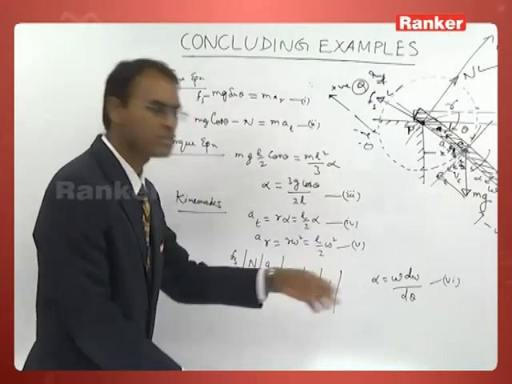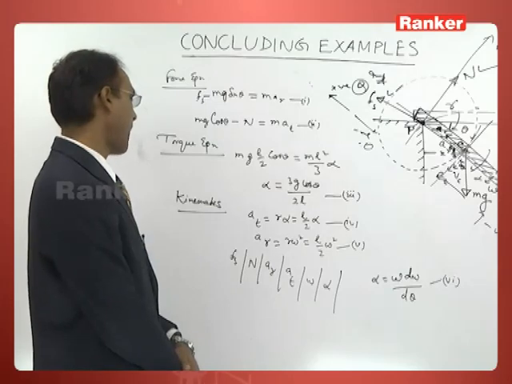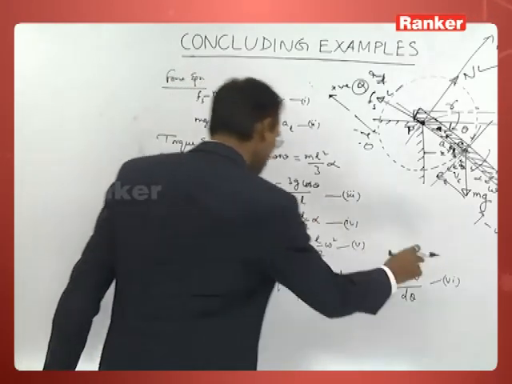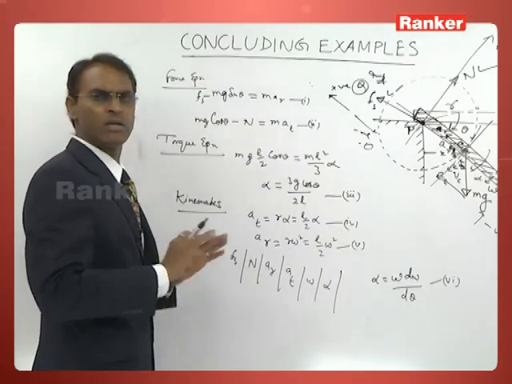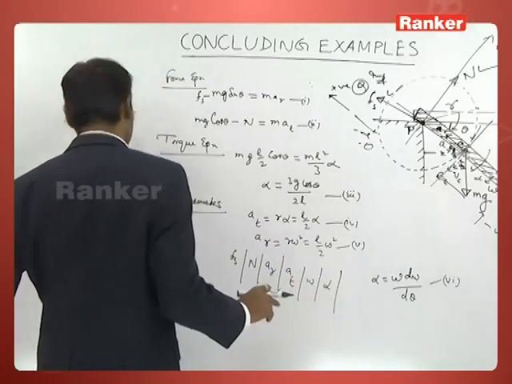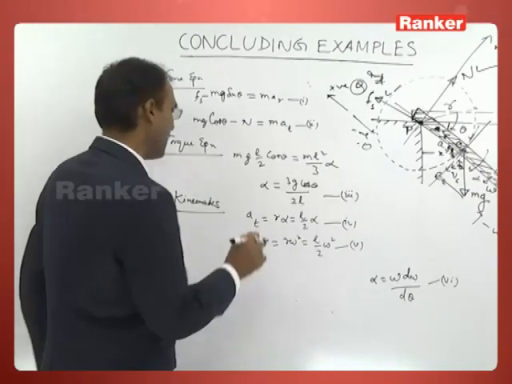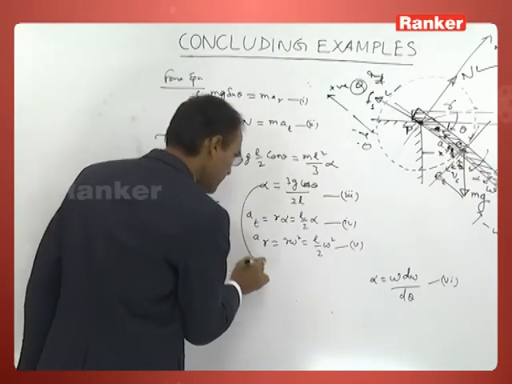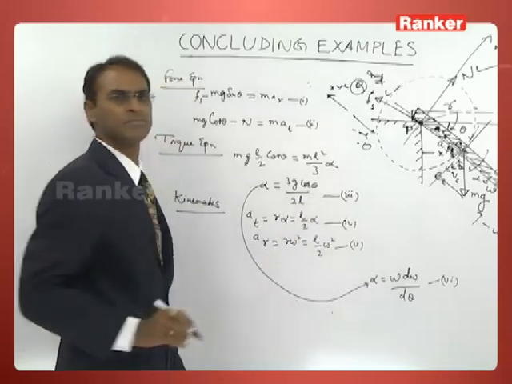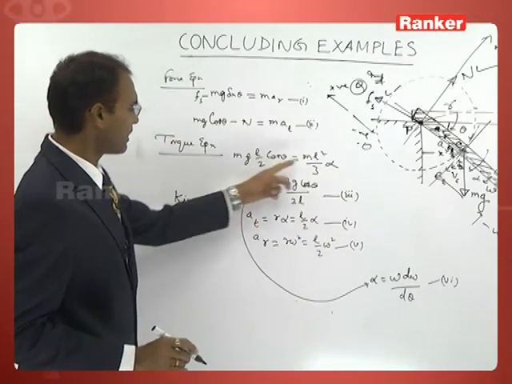Now, how to solve all these equations? That is the matter now. We have 6 equations and 6 unknown quantities. We can solve the equations very comfortably, but there should be a proper approach. The approach we follow is to set alpha here. Already we have got alpha in terms of theta.